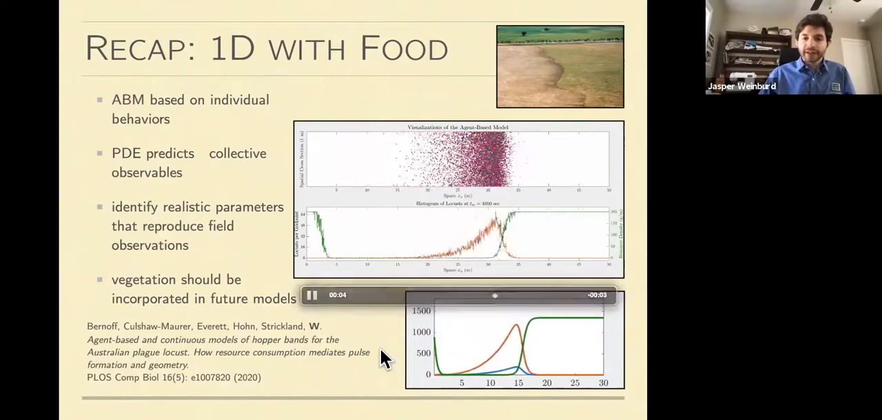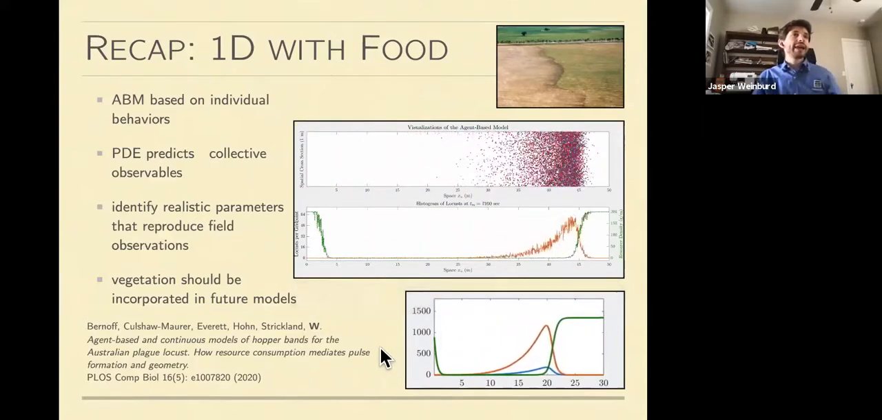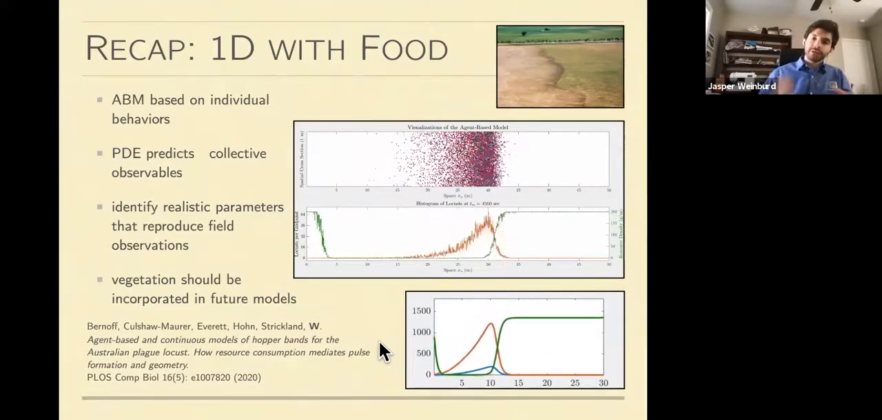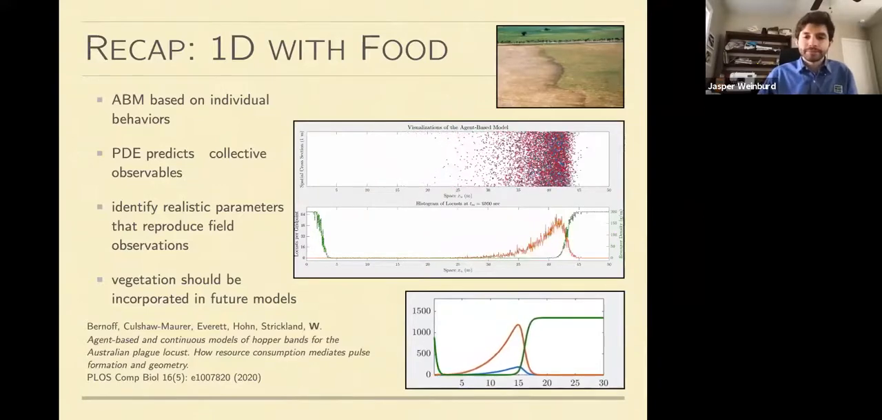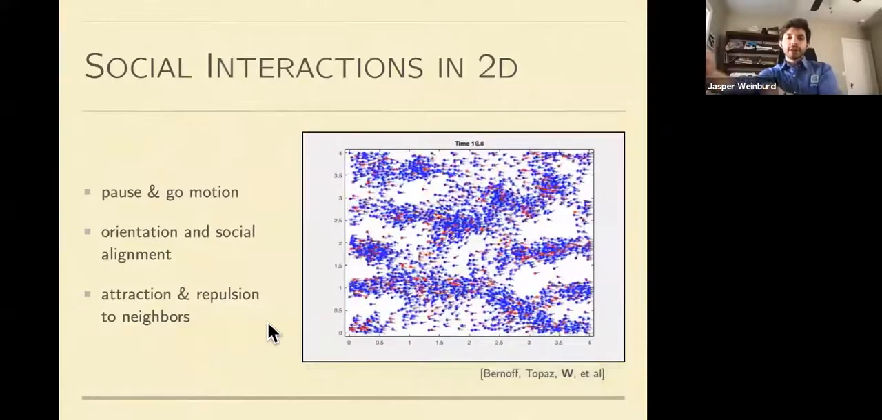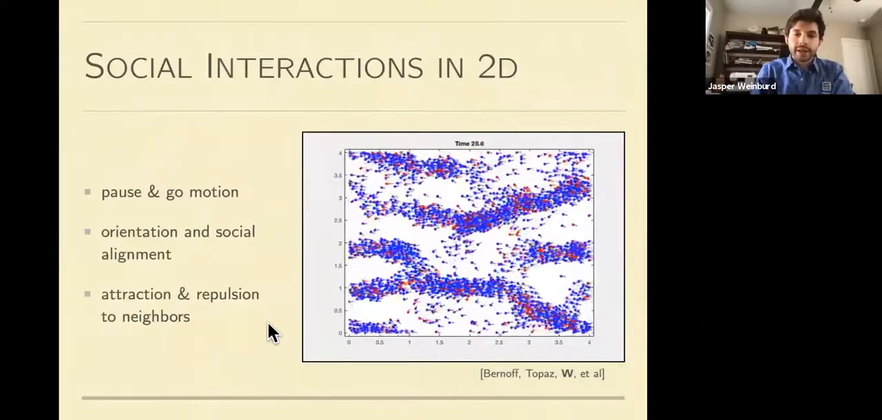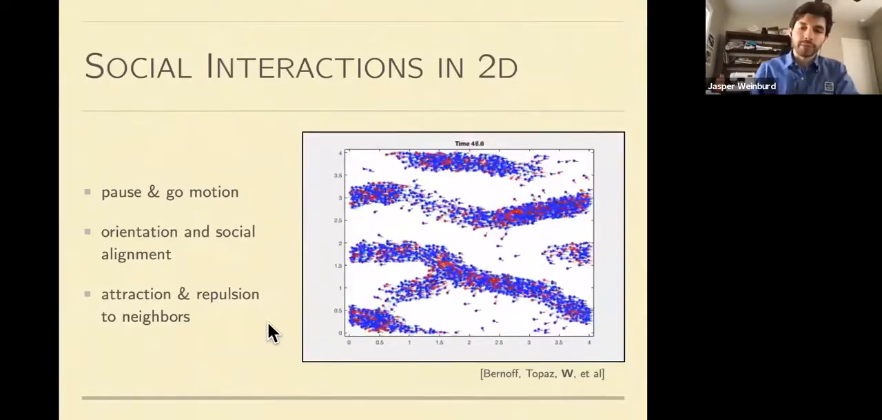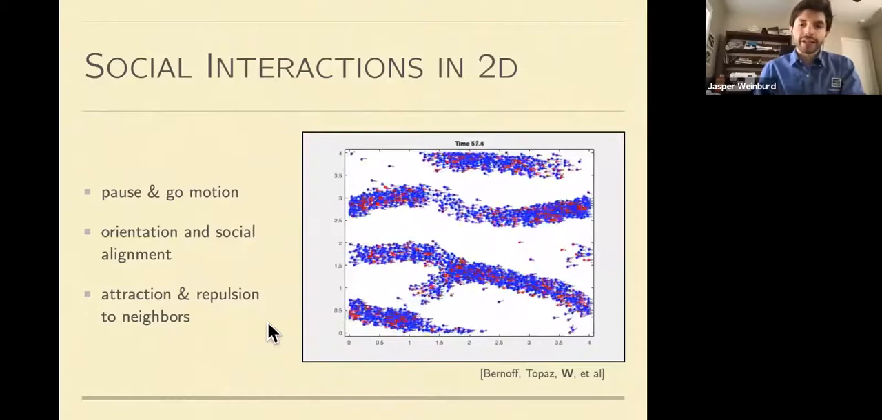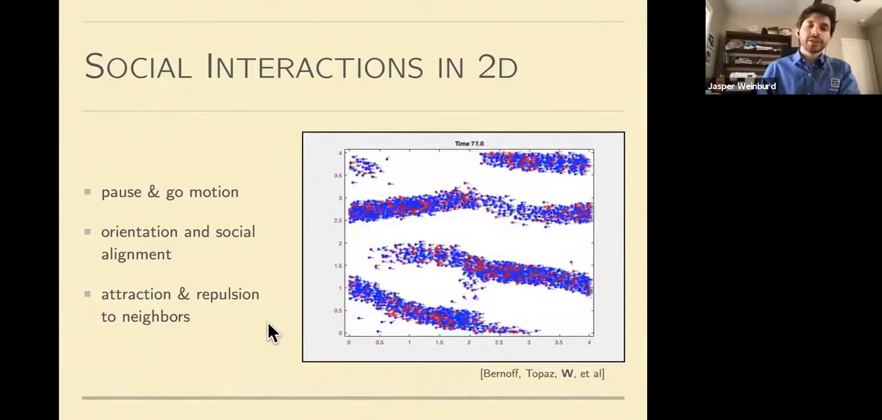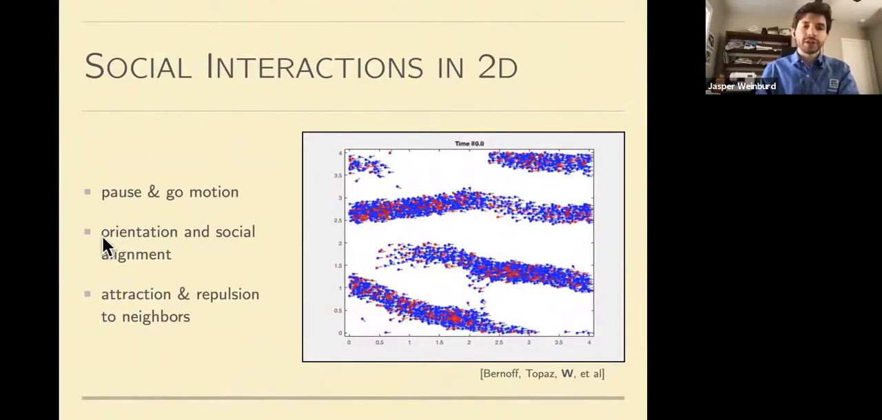So with that said, I'm going to use my last about 15 minutes, I think, to talk about a different model, which is truly two-dimensional. So this model is looking at those columnar structures. We're interested in understanding how these form from this flocking type of collective motion or flocking type of agent-based model. So the elements in here are this pause and go motion, the orientation, and the attraction and repulsion.